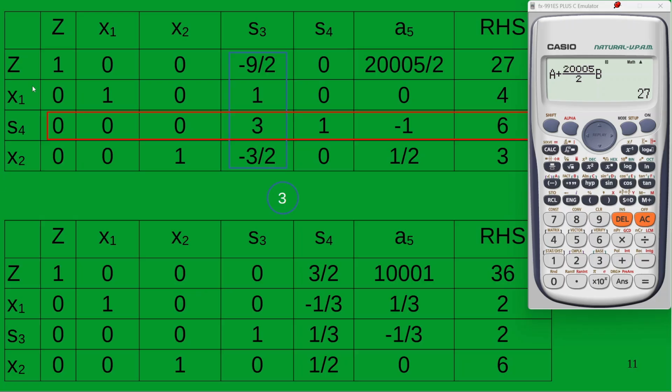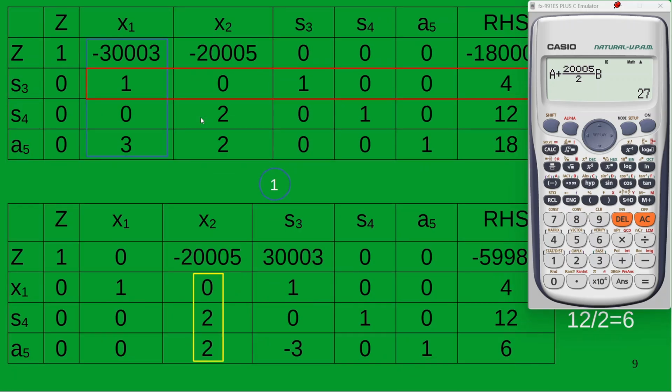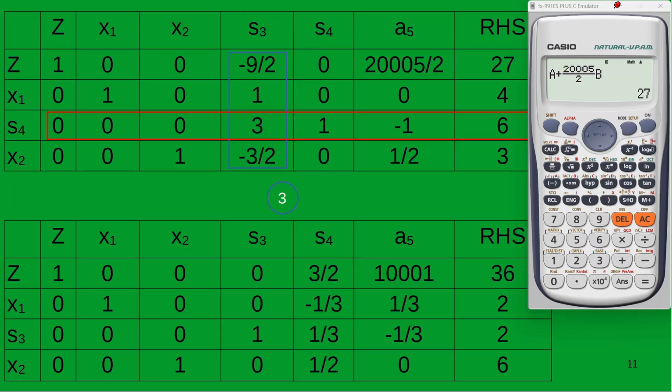And of course, in the previous one, the entering was x2. As you can see here, it was x2 and the leaving was, okay. So there we are. In this, x1 was the entering variable, s3 was the leaving variable. Now, of course, x2 was the entering variable and a5 was the leaving variable. So as you can see here, x2 is at the bottom. And then, of course, in the third iteration, you have s3 as the entering variable and s4 as the leaving variable. So you have x1, s3 and x2.